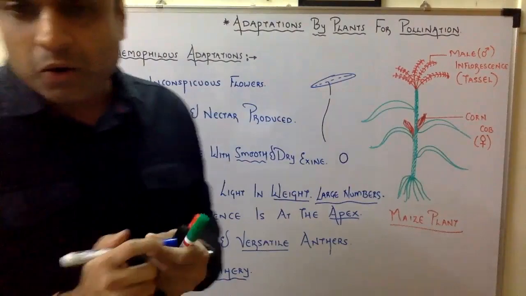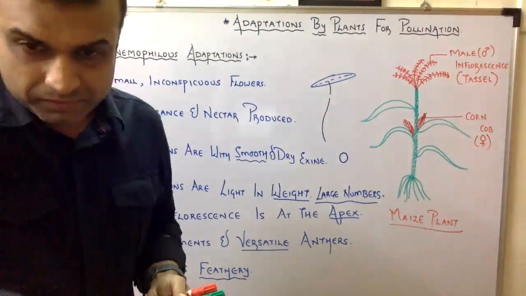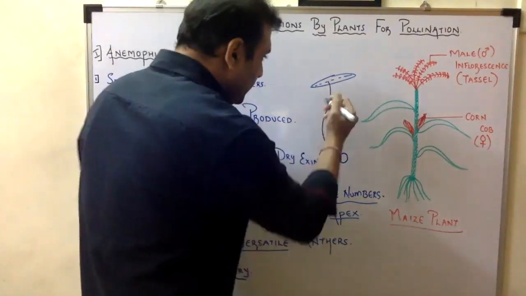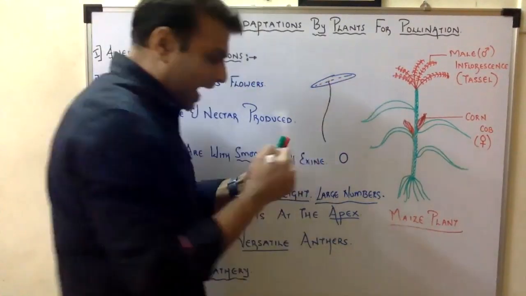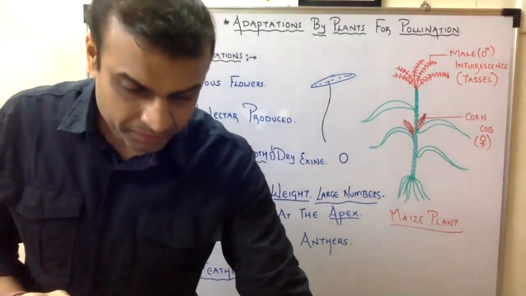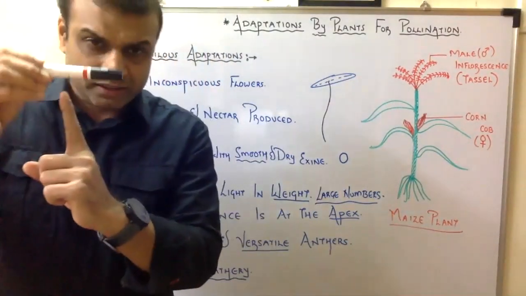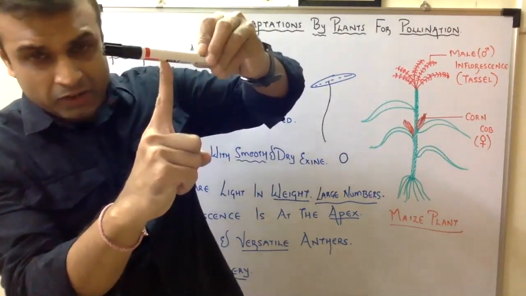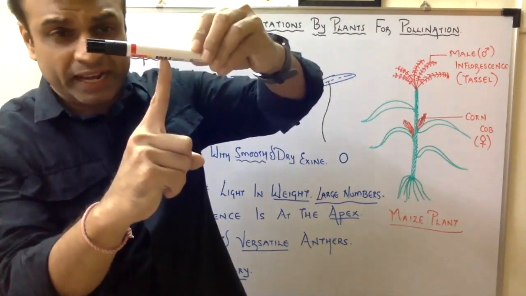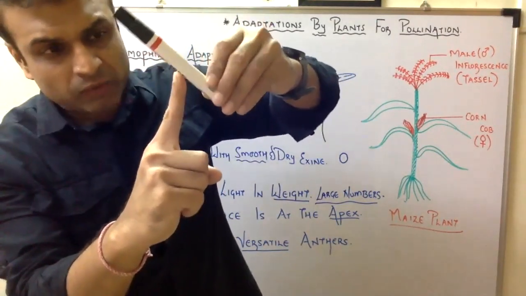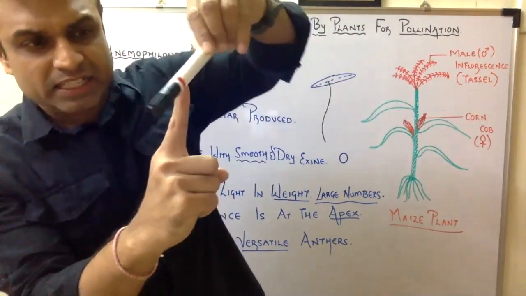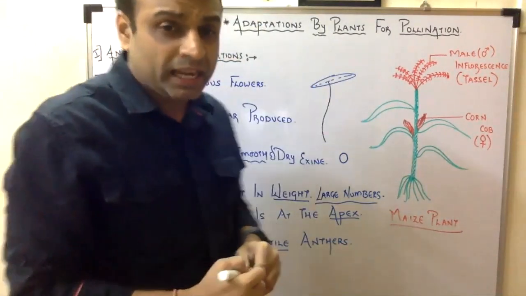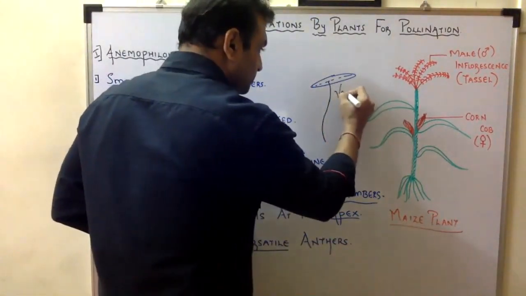Now when I use the word versatile anther, तो इसमें ये जो filament है वो exactly anther के center में होती है. Now what is the benefit of that? Now you can just see this. Now imagine करो कि मेरा जो finger है वो filament है और ये जो pen है वो anther है, okay. अभी now this anther can adjust itself to the direction of the wind, और ऐसे anther को हमने नाम दिया है versatile anther.